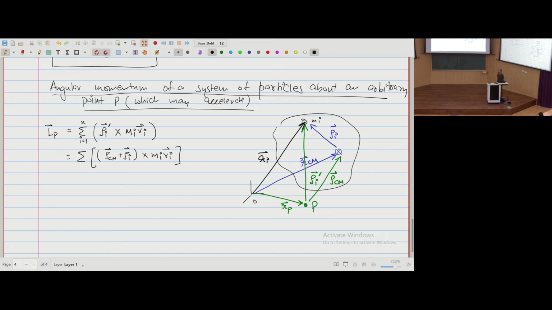What I am trying to do is, rather than working from P to the mass, I am trying to work from G to the mass. That is, the center of mass to the mass. That means instead of using rho I prime, I write things in terms of rho I. So I can use rho I prime is equal to rho Cm plus rho I. So now the mass is approached from the center of mass, because I already know how to work with L about G.